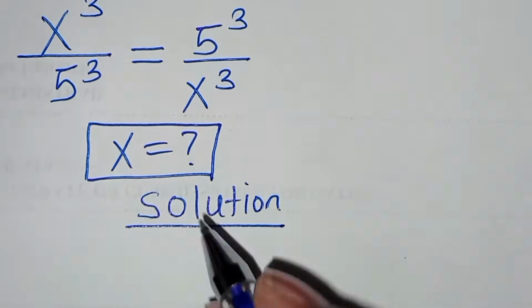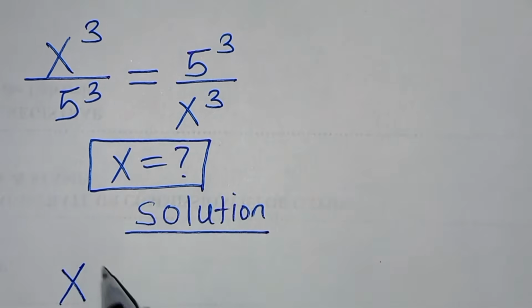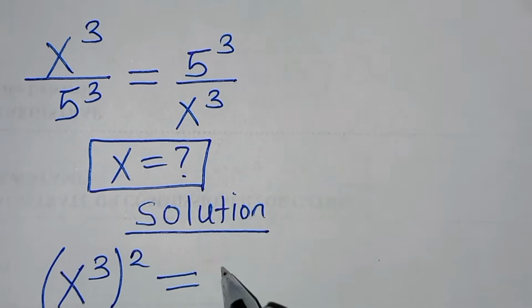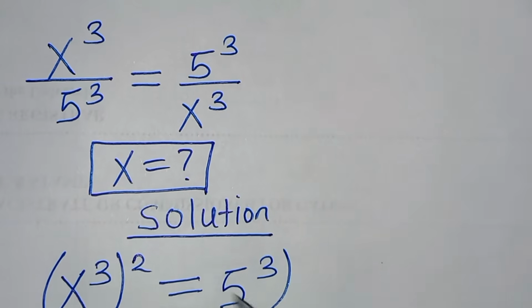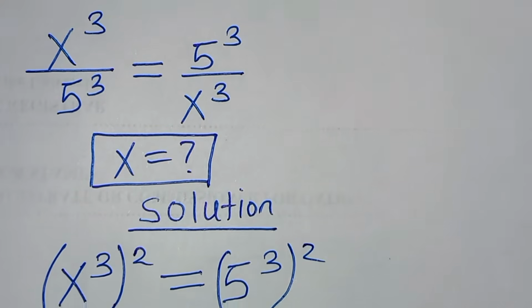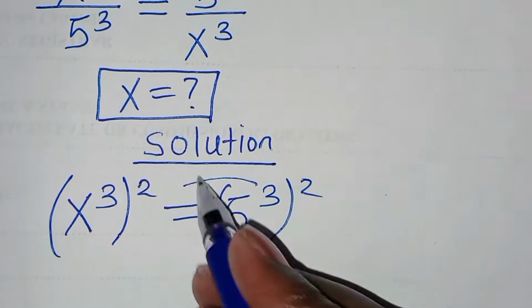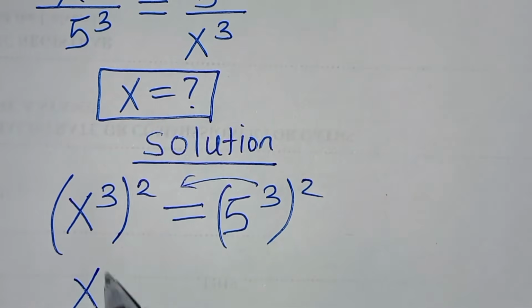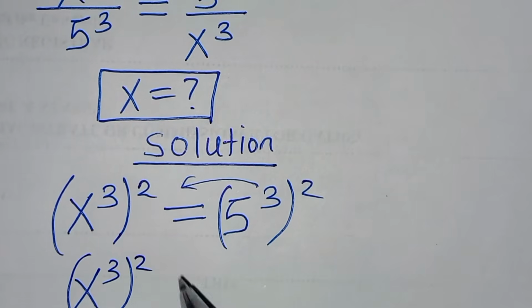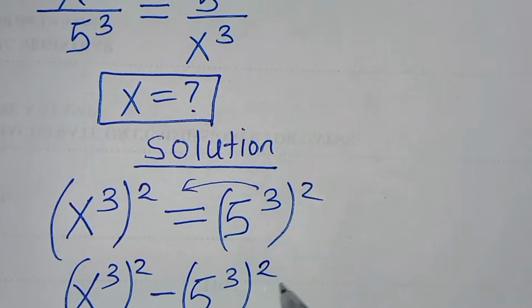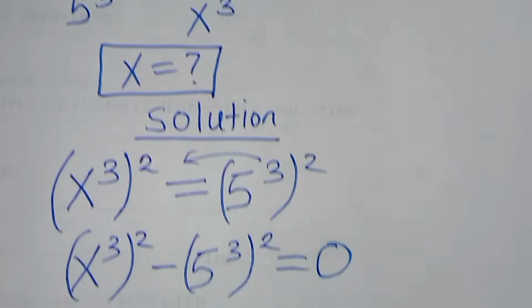Let's first cross multiply here. We'll have x to the power 3 squared. This is equal to 5 to the power 3 squared. Now let's take 5 to the power 3 squared on the left hand side so that we'll have x to the power 3 raised to the power 2, subtract 5 to the power 3 raised to the power 2. This is equal to 0.